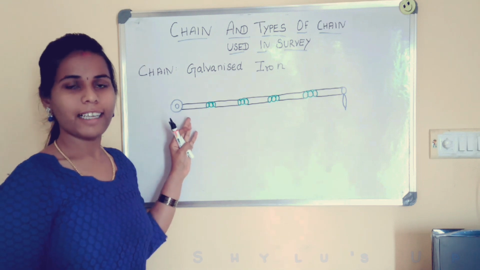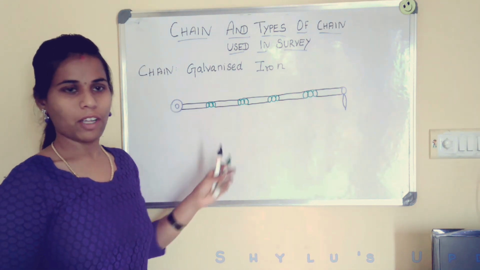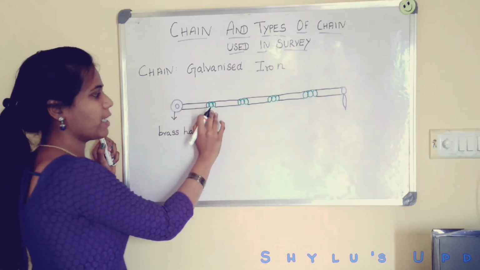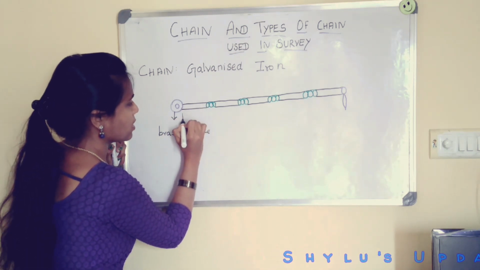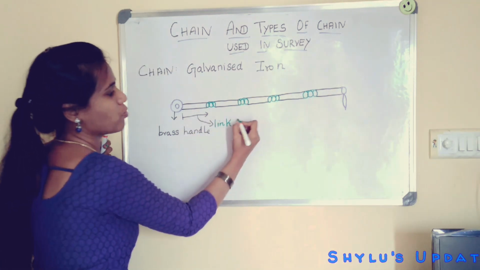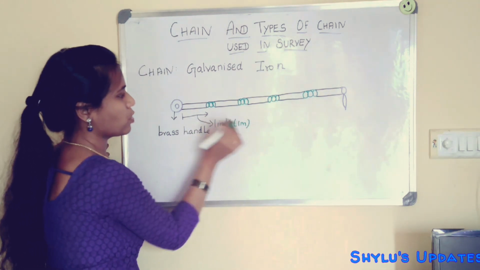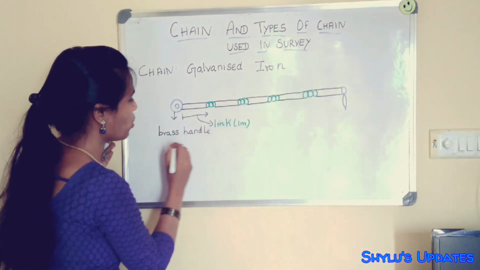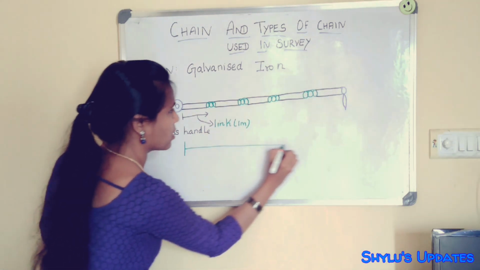Okay. This is the brass handle attached in the two ends of the chain. So this brass handle is continuing with the chain link. So this is called as link of the chain. Okay. This link is 1 meter. Okay, so this is 1 meter, 1 meter, 1 meter, 1 meter. This is also 1 meter. So totally we get 5 meter.